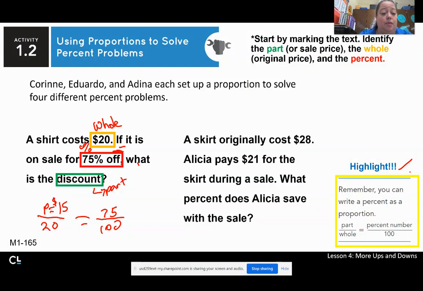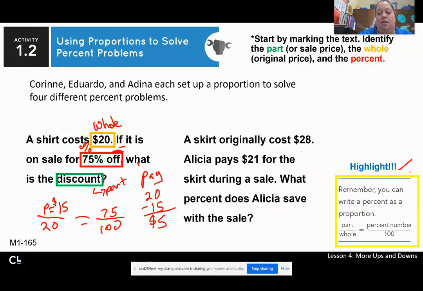75% is a good amount. So how much do I actually pay? Well, if I get a discount of $15, that means I don't pay that. So I take the $20, how much it costs, minus my discount. So how much do I pay? $5. So that's where that 75% off comes from.